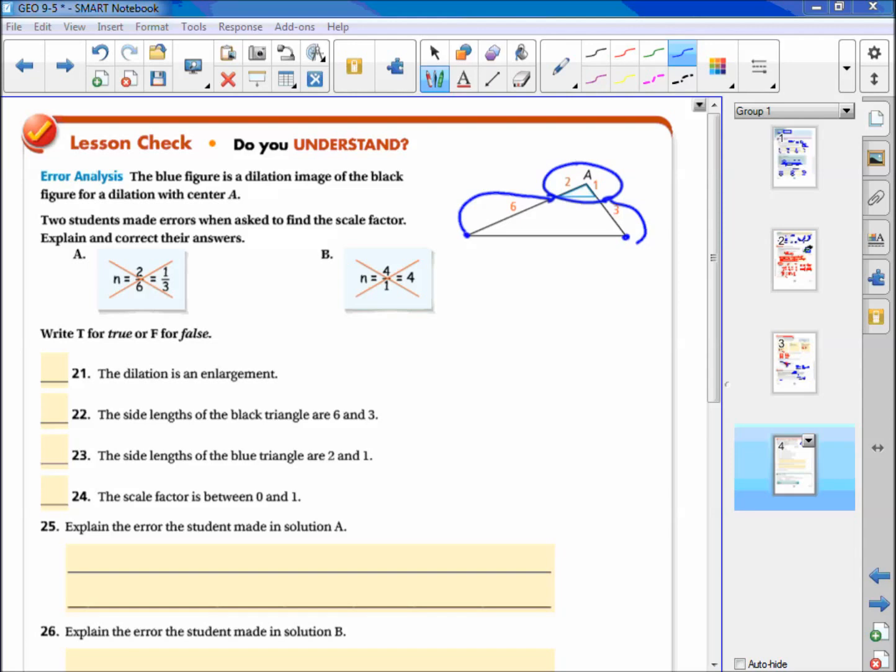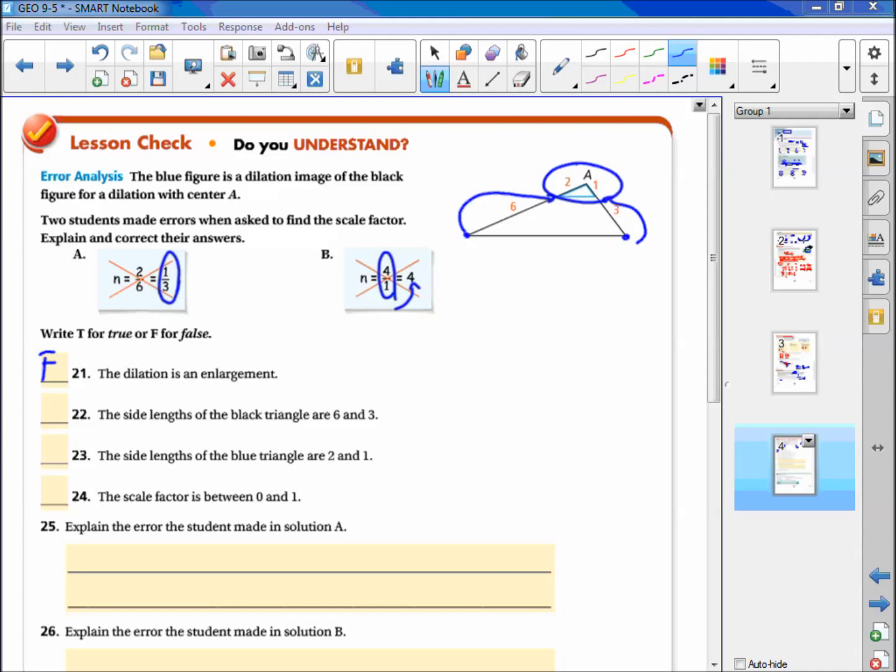So 2 students made errors when asked to find the scale factor. Explain and correct their errors. So one student said, hey, it's 1/3, and the other student said it's 4/1, which just turns into 4, okay? All right, so let's write T for true or F for false for each one. So first off, was this dilation an enlargement? This is definitely false. Okay, this was not an enlargement, this was shrinking.